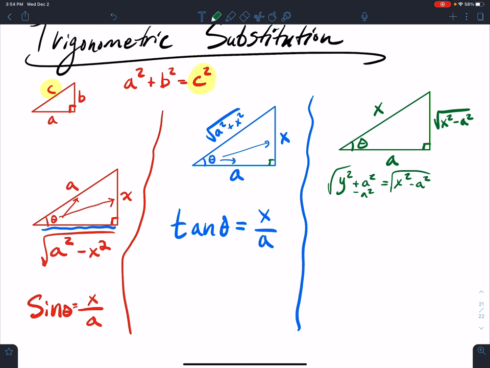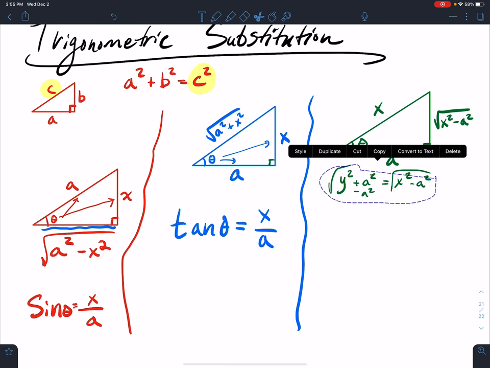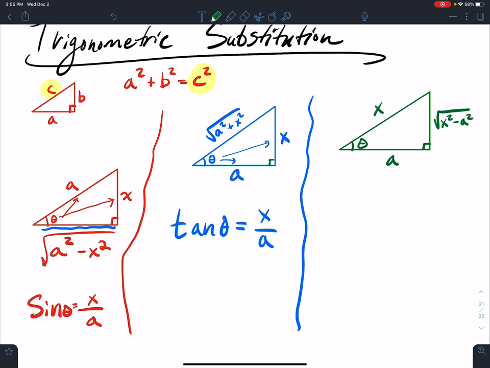So how's that different than this first one? Well, the first one had a number squared minus the variable squared. This one has the variable squared minus the number squared. So this would be a scenario slightly different, but very similar to that first one. This substitution would be the secant substitution, secant theta. So secant is the reciprocal of cosine, and so reciprocal cosine, so that would be x over a. All right?